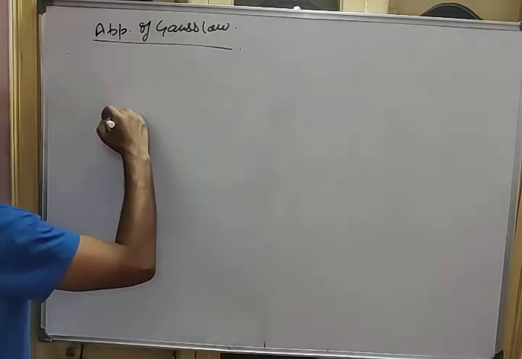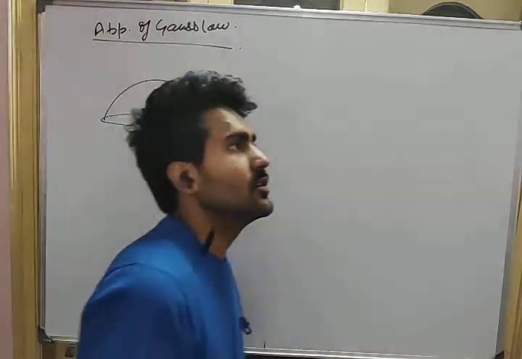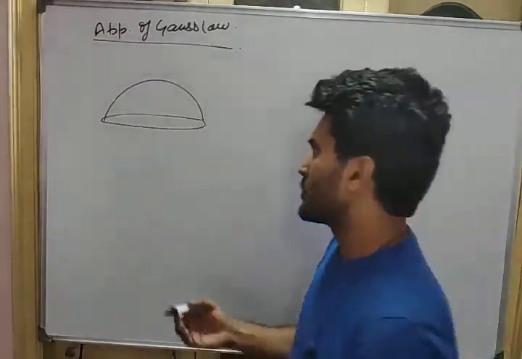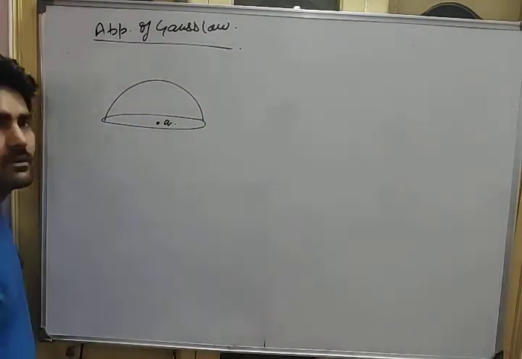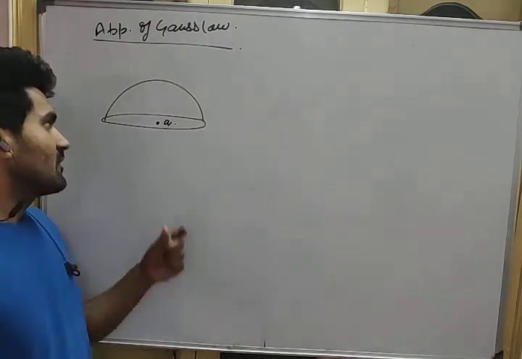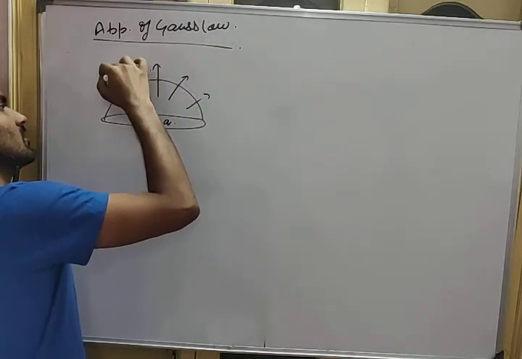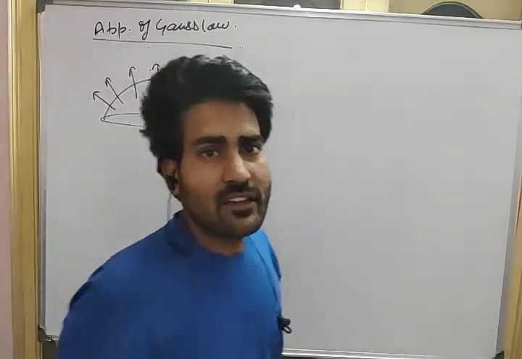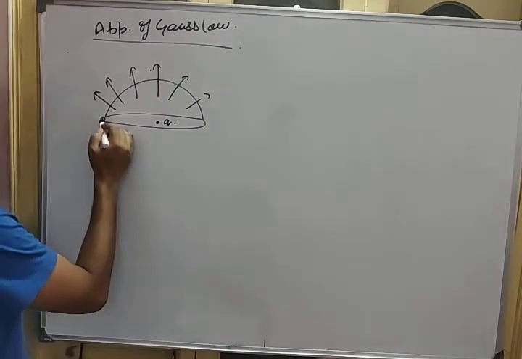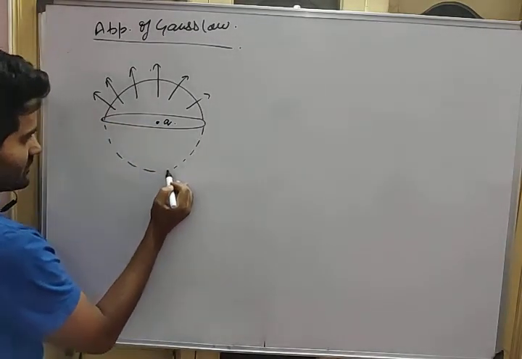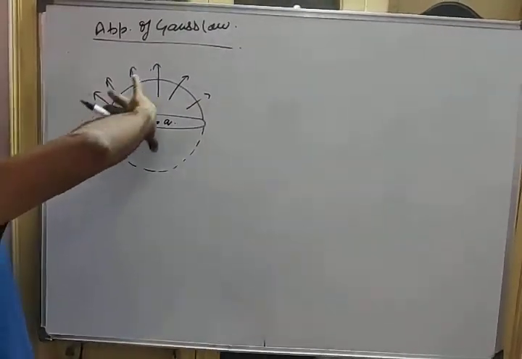Let us suppose I have a hemisphere like this. Hemisphere means half a sphere. Now let us suppose we keep a charge Q here. Obviously the field will be generated by this charge Q, and flux will be leaking out of this surface. But as you know, this is not a complete 3D closed surface. So to make it a 3D closed surface, what we will do is make a complete 3D surface. Now you can see it is a full-fledged sphere.